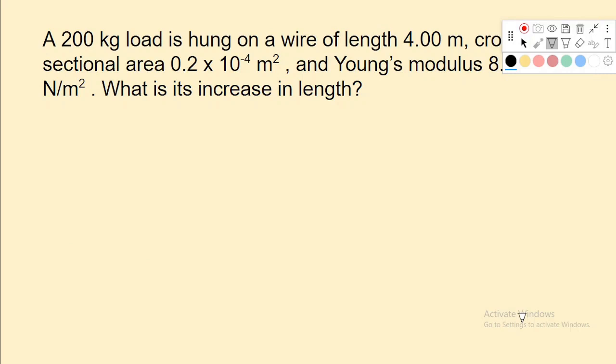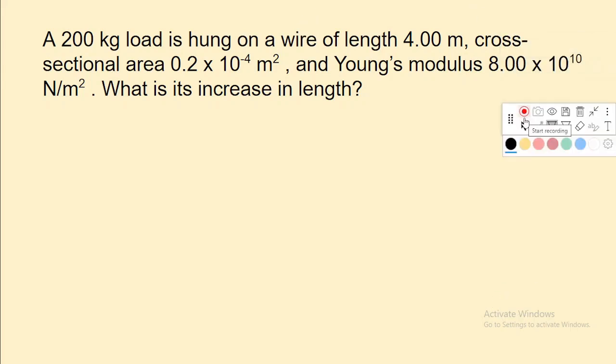Next one, a 200 kilogram load is hung on a wire of length 4 meter. Cross sectional area 0.2 into 10 raised to negative 4 meter square, and Young's modulus is 8 into 10 raised to 10 Newton per meter square. What is the increase in the length? So it is a very straightforward question. So let us first write the information given here.